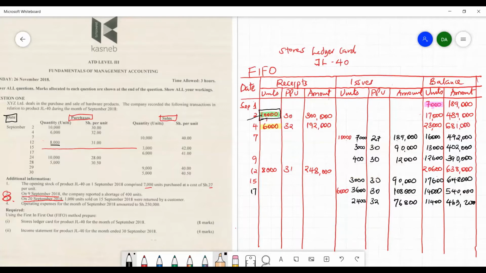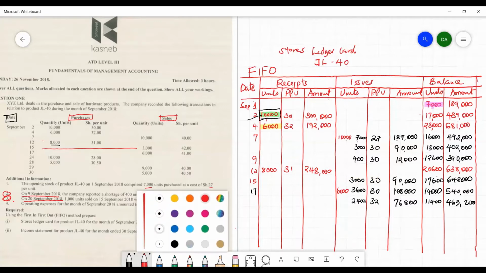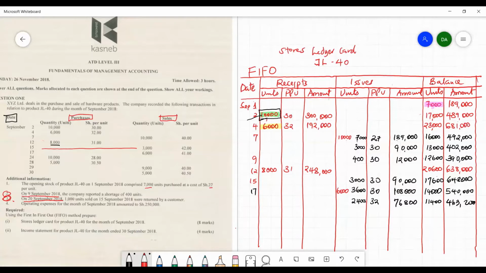So 1,000 of these units have been returned, and we record that return as a new receipt. So we shall record as if a receipt was made on 20th. On 20th, therefore, we receive 1,000 units. Each of those units is valued at 30, the price at which they were issued out, and that will become 30,000. Now add to get the total, so that the total units are going to be 12,400, and the total amount is going to be 493,200.